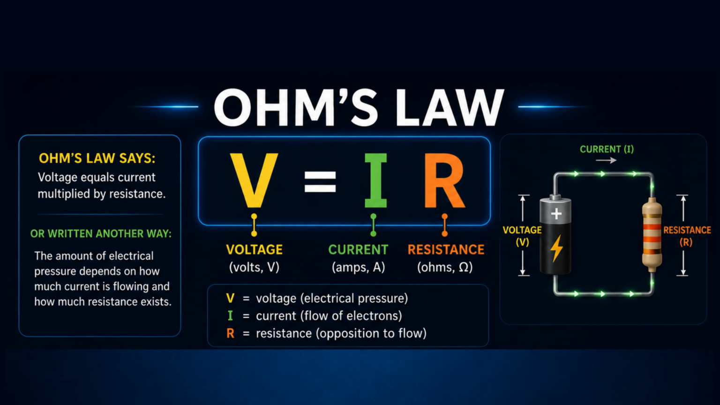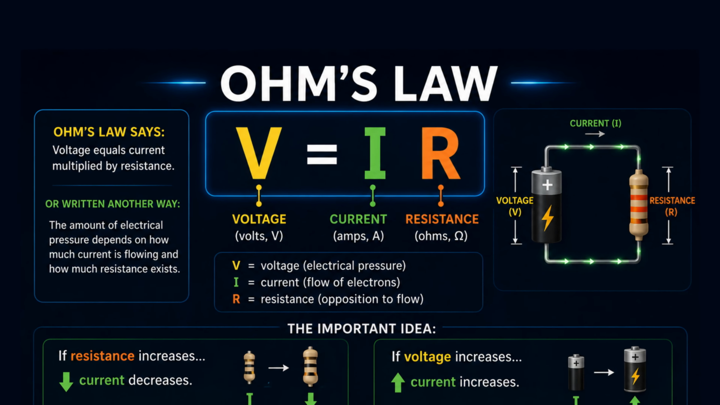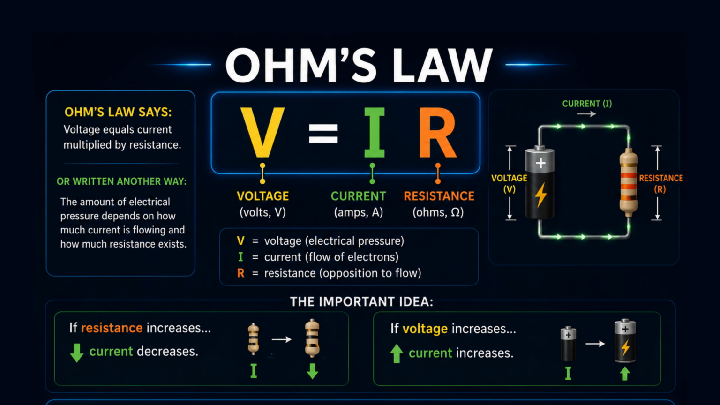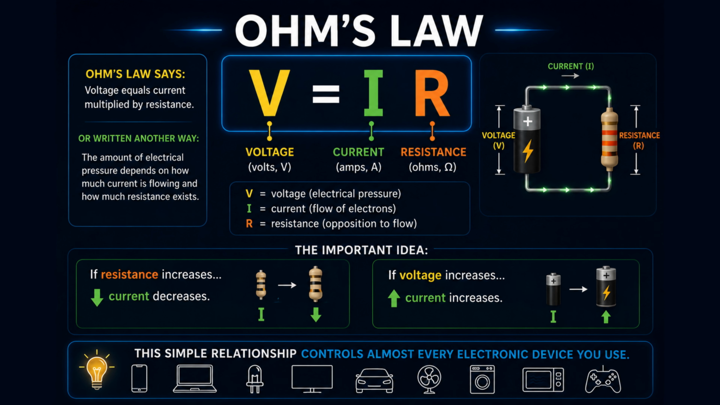Ohm's law says voltage equals current multiplied by resistance, or written another way, the amount of electrical pressure depends on how much current is flowing and how much resistance exists. Here is the important idea. If resistance increases, current decreases. If voltage increases, current increases. This simple rule controls almost every electronic device you use.